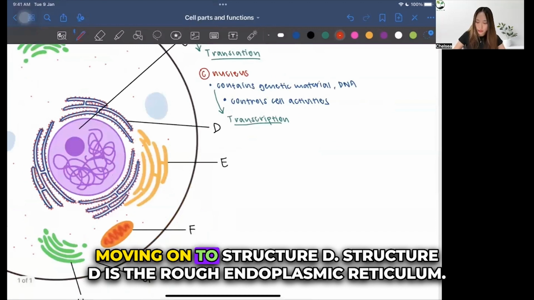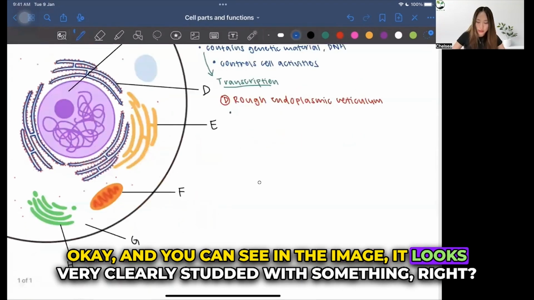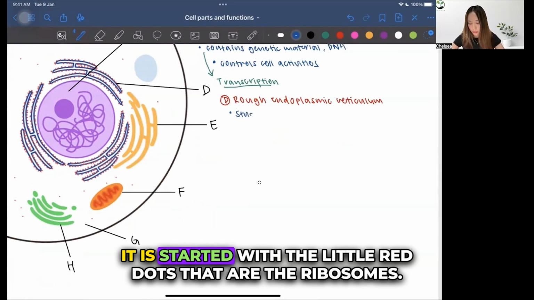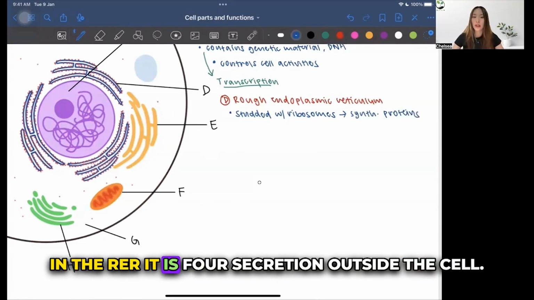Okay, moving on to structure D. Structure D is the rough endoplasmic reticulum. You can see in the image, it looks very clearly studded with something, right? It is studded with the little red dots that are the ribosomes. Similar to the function that we talked about just now, the ribosomes synthesize proteins, but in the RER, it is for secretion outside the cell.